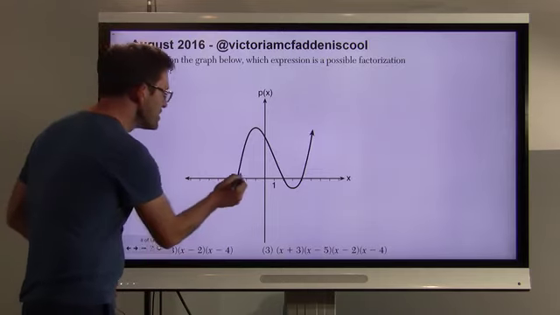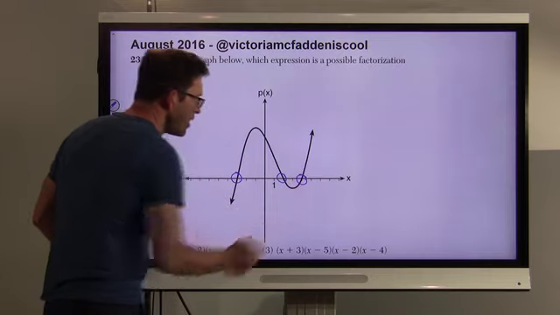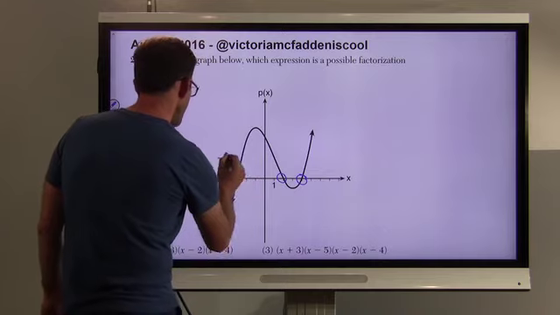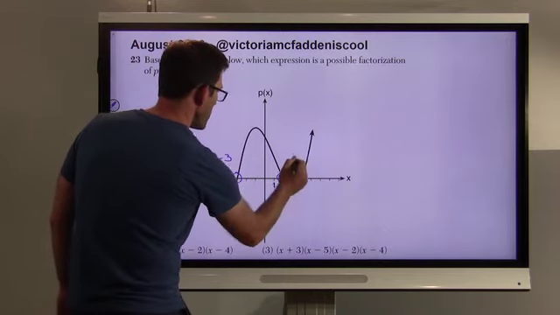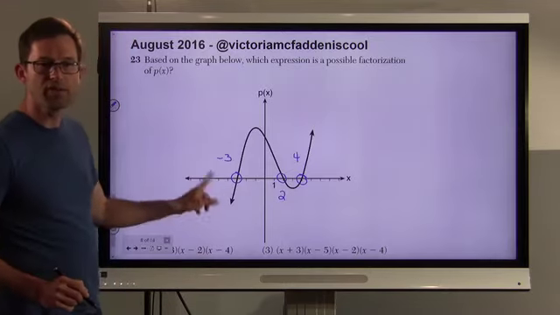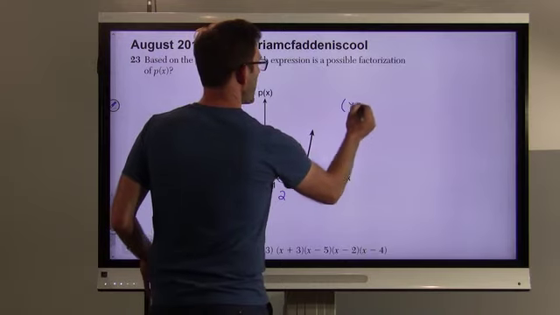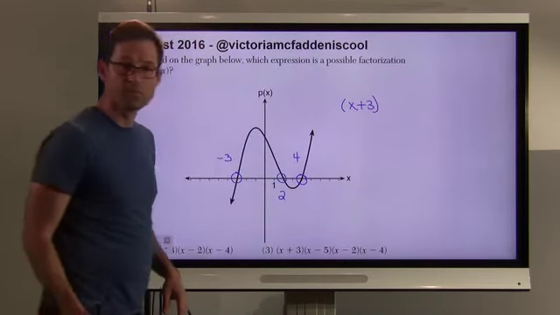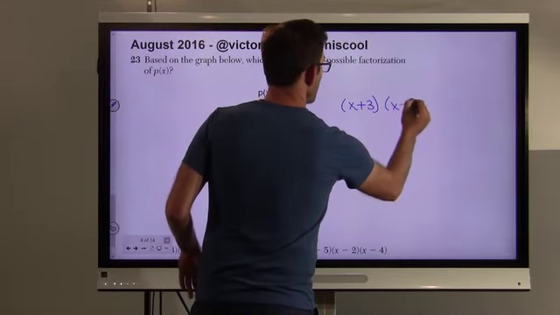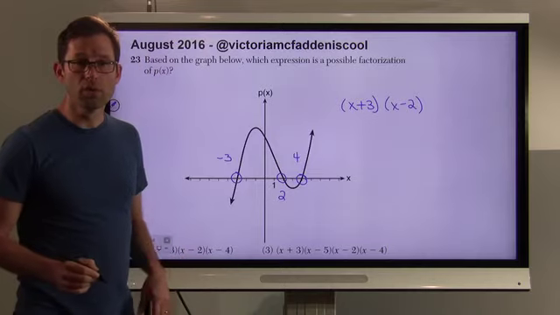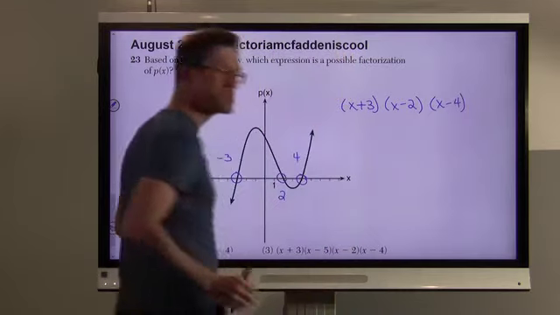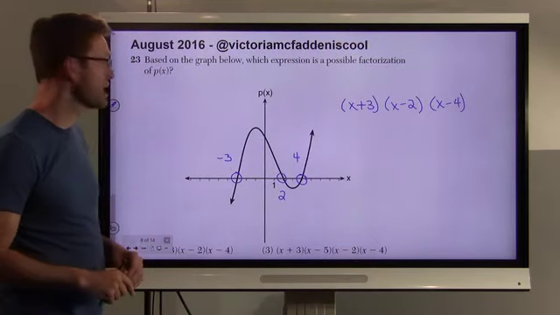Well, remember, zeros are the same as the x-intercepts. So here I have an x-intercept of negative 3, here I've got one of 2, and here I've got one of 4. So you see these problems come up a fair amount. If I've got a zero of negative 3, then one of the factors must be x plus 3, to give me that negative 3. If I have a zero of positive 2, then one of the factors has to be x minus 2. And if I have a zero of 4, then one of the factors has to be x minus 4.